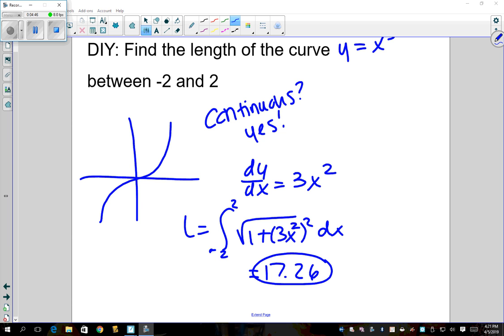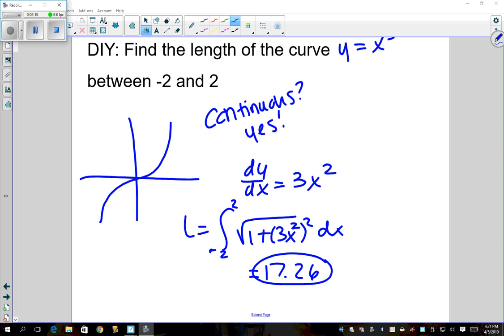All right, so your work for this one should look something similar to this. We know it's continuous and it's differentiable at every point. And so all we need is to find the derivative, and we get that's 3x squared. And then we take the integral of the square root of 1 plus (3x squared) squared with respect to x. And this is one that you would have to use a calculator for. You wouldn't be able to integrate this by hand, and so you'll get a decimal, 17.26.